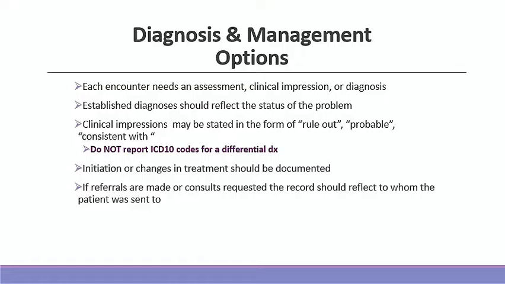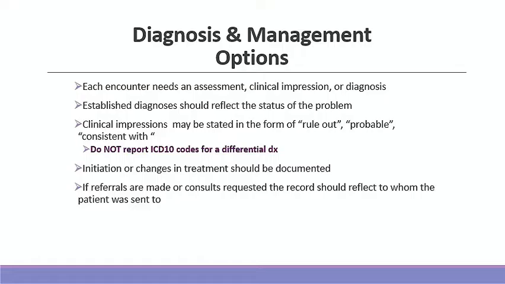When a patient has an established diagnosis, the provider should state whether that problem is controlled, worsening, stable, failing to change, etc. By documenting the status of the problem, you remove subjectivity from others about where the problem should be credited. Clinical impressions may be stated in the form of a differential diagnosis, such as rule out, probable, suspected, consistent with, etc. However, we do not report the ICD-10 code for differential diagnosis until it is confirmed. ICD-10 codes for the signs and symptoms that are being worked up would be reported instead.